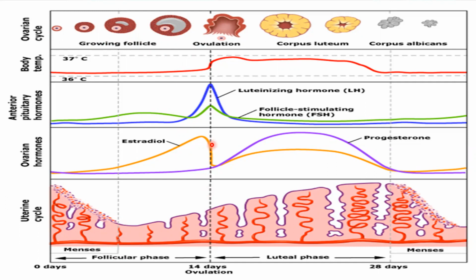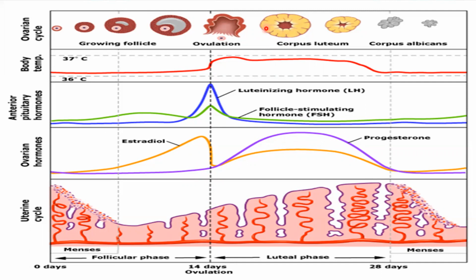On the 14th day there is release of the ovum. Here you can see body temperature increases. Luteinizing hormone is at its highest peak. The level of estradiol is reduced. At this time ovulation will occur. Now after ovulation, what happens? The level of progesterone increases. Why does this level of progesterone increase? Because of the corpus luteum. We know that the Graafian follicle is converted to corpus luteum.